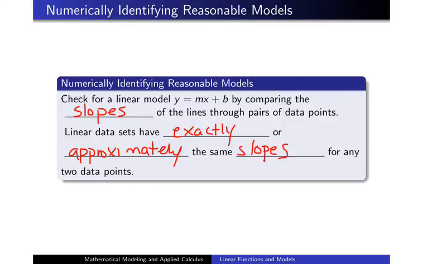Because we're working with data, we don't expect that the points will all fall exactly on a line. So they won't have exactly the same slope, but we do expect these slopes to be approximately the same. In practice, we're only going to look at the slope between consecutive data points: the first 2 points, the second and third, the third and fourth, and so on. Any other combination would be equally valid. We choose consecutive just to keep the number of computations at a reasonable level.